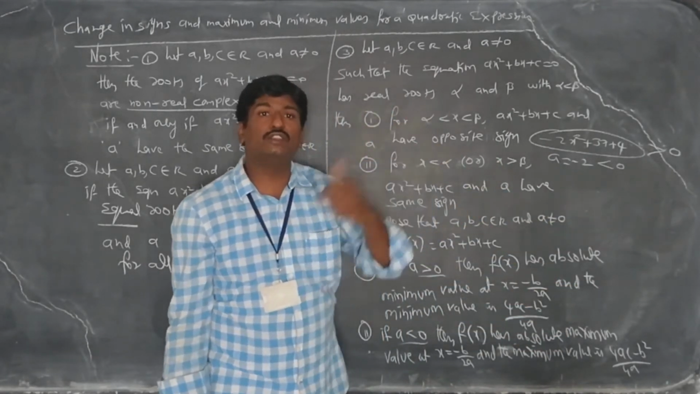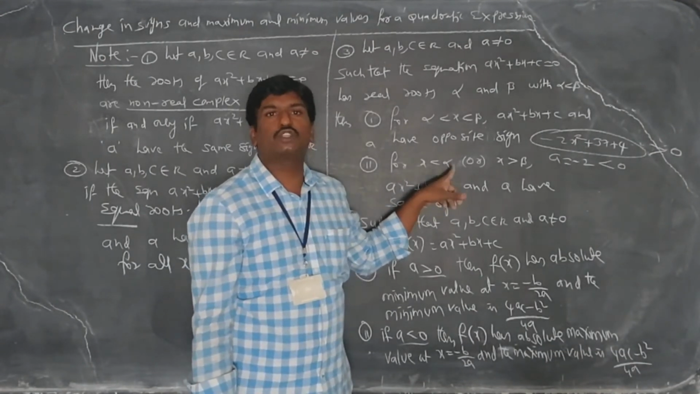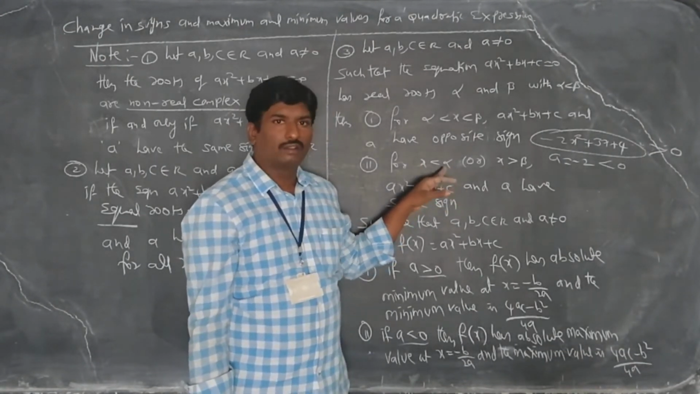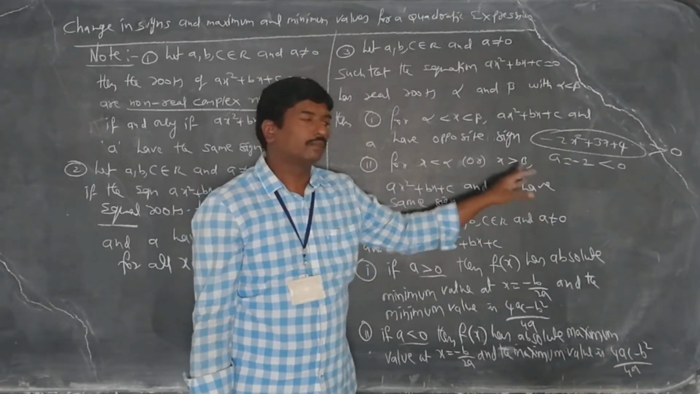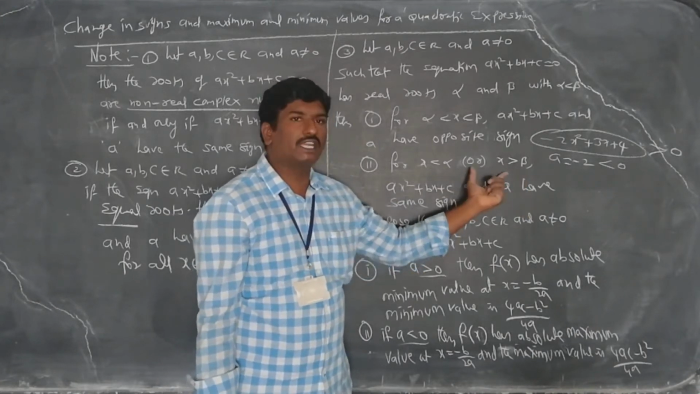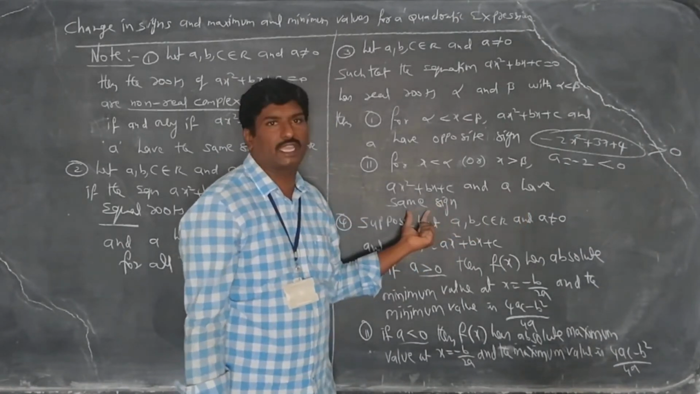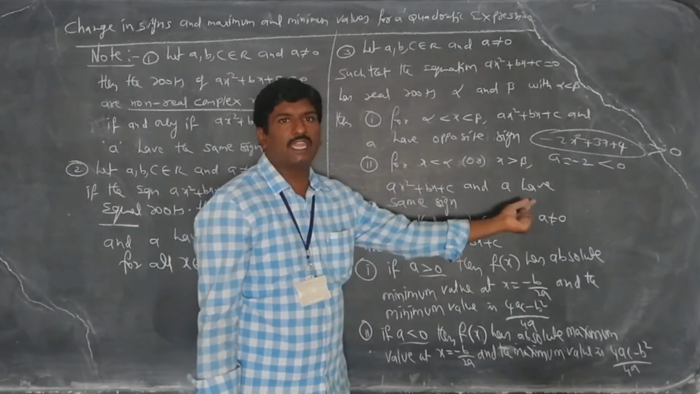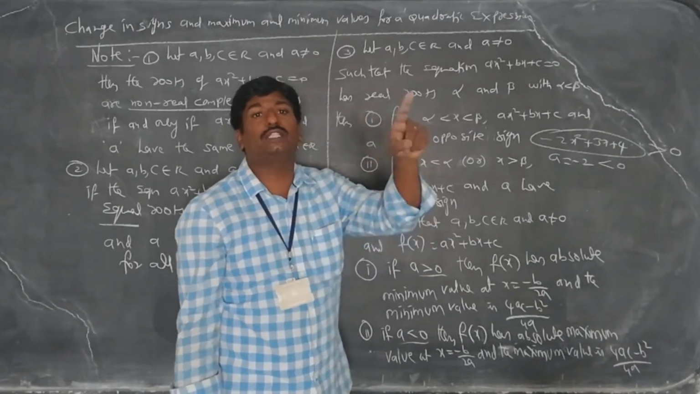And the other case: suppose x is less than alpha, that is, the x value is less than the first root alpha, or x is greater than beta. X less than alpha or x greater than beta. In this condition, what can we say? The expression and a have the same sign. The expression and a have the same sign. You have to state these two conditions when the roots are real.